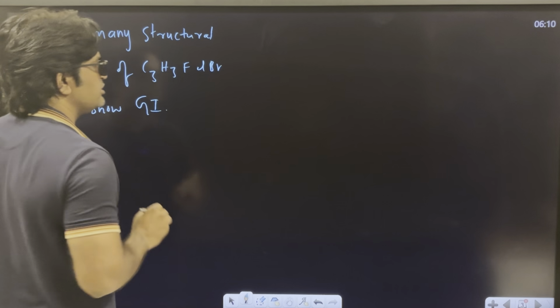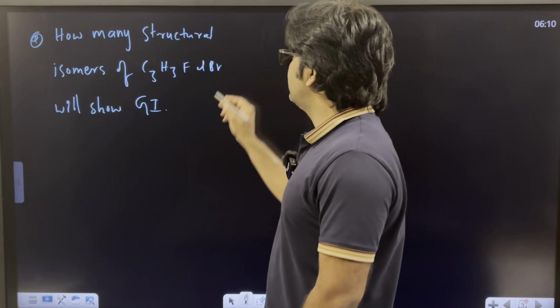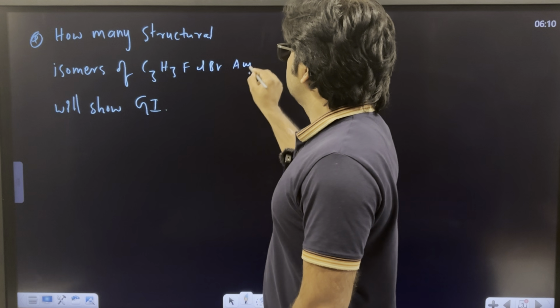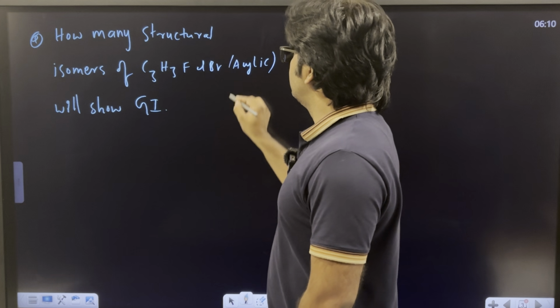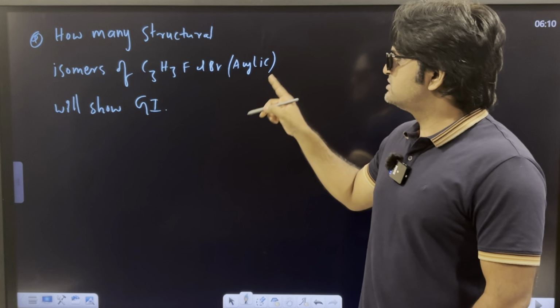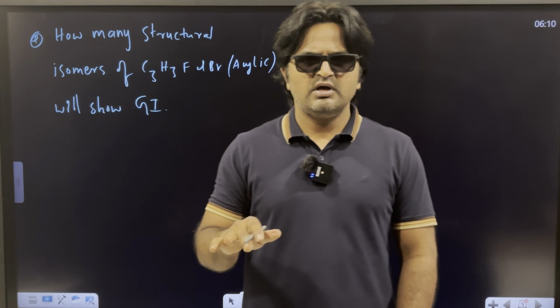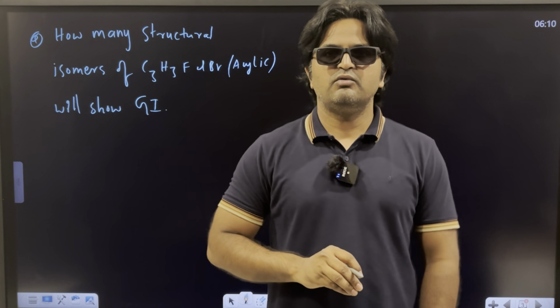geometrical isomerism. Same type of question, we are just changing the molecular formula, but here a condition is given: your compound is an acyclic compound. How many structural isomers of C3H3 fluorine chlorine bromine will show geometrical isomerism? Same type of question, we are changing the molecular formula. Okay, right.